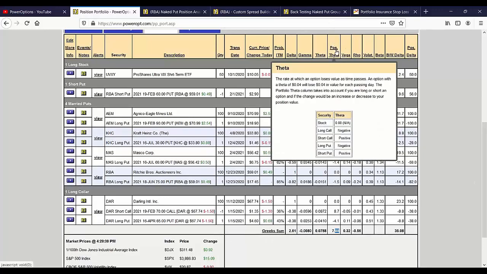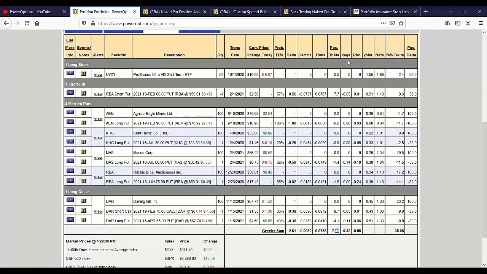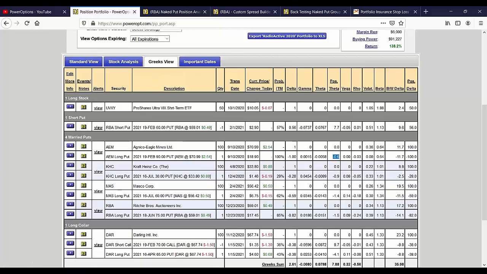The position theta is the rate at which the option loses value as time passes. An option with a theta of 0.04 will lose 0.04 in value for each passing day. So I think the position theta is what you're looking for, Fernando, if you go into the Greeks view when you're underneath the portfolio tracking your positions. Check it out there and let me know if that met your needs and answered your question.